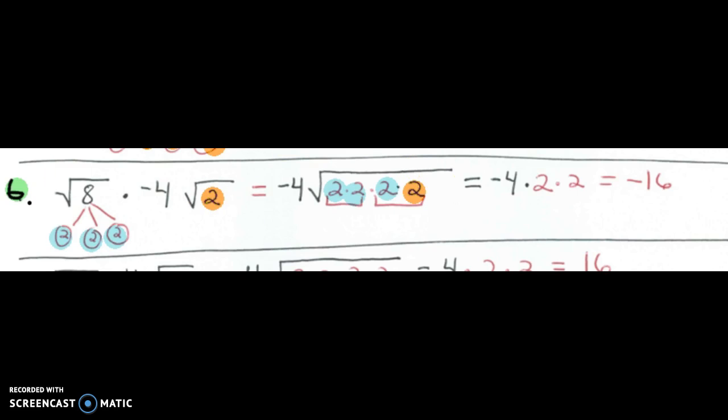My index is 2 because it's not shown, so I'm looking for sets of 2's to come out. So that's where that 2 comes from, and I'll take another set out. That's where that 2 comes from. Notice -4 is not under the radical, so it stays not under the radical. That's where that came from. And I multiply them all together, and that's what I got.